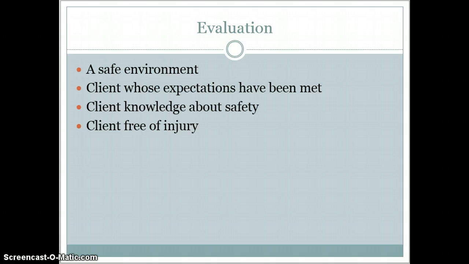When we look at the evaluation of that, we have to think of how we can keep that environment safe. Are their expectations being met?